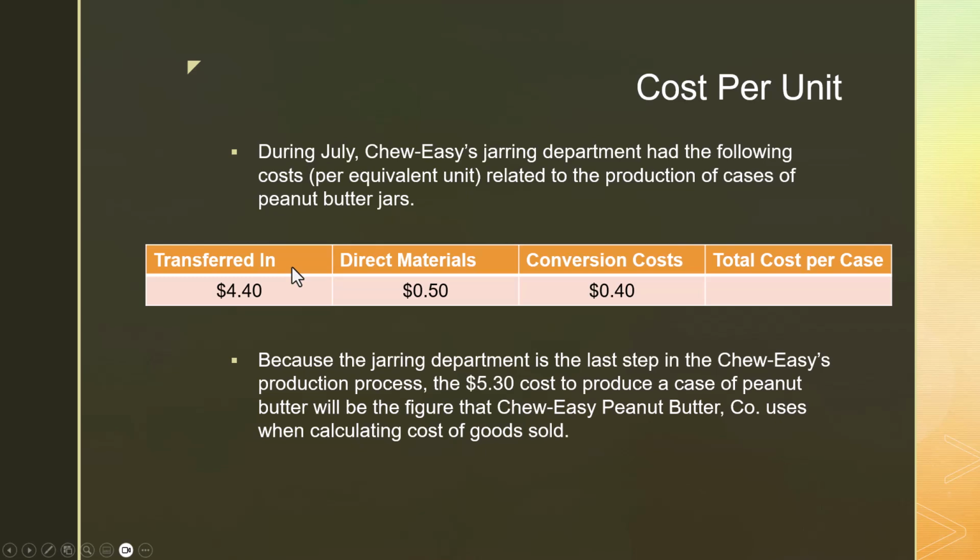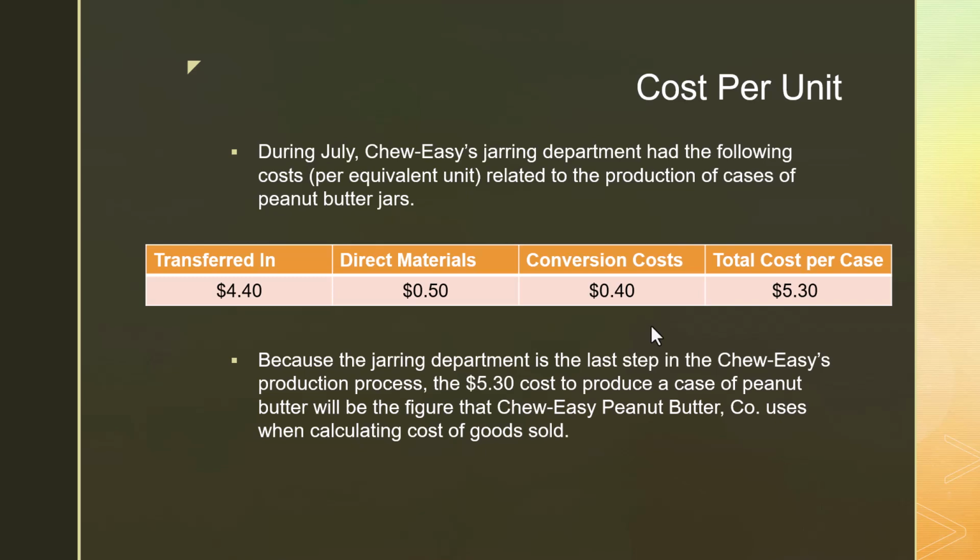And on our PCR for the jarring department, we determined that each case worth of peanut butter cost $4.40 in costs, which were transferred into the jarring department from the peanut preparation department. And then the jarring department added 50 cents in material costs and 40 cents in conversion costs. So all in all, that's $5.30. Each case of peanut butter that was completed and finished and ready to be sold, transferred off to finished goods, cost Chew Easy $5.30. So when they sell units during the period, the cost that they get to record, the expense that they get to have, is $5.30 for each case sold.